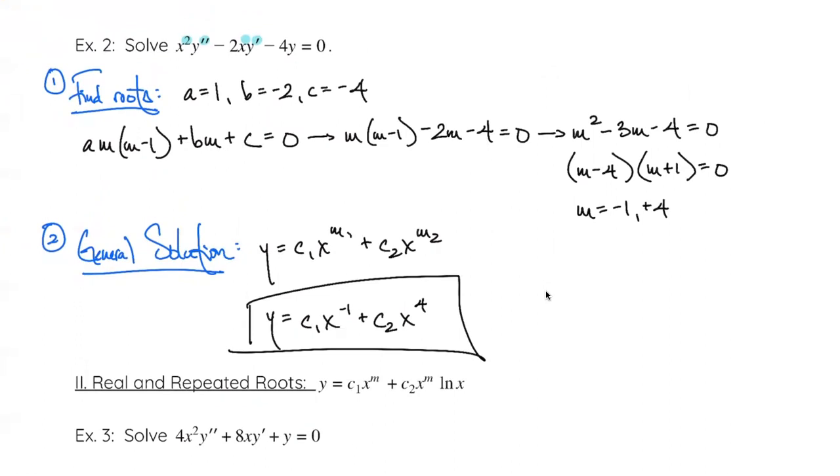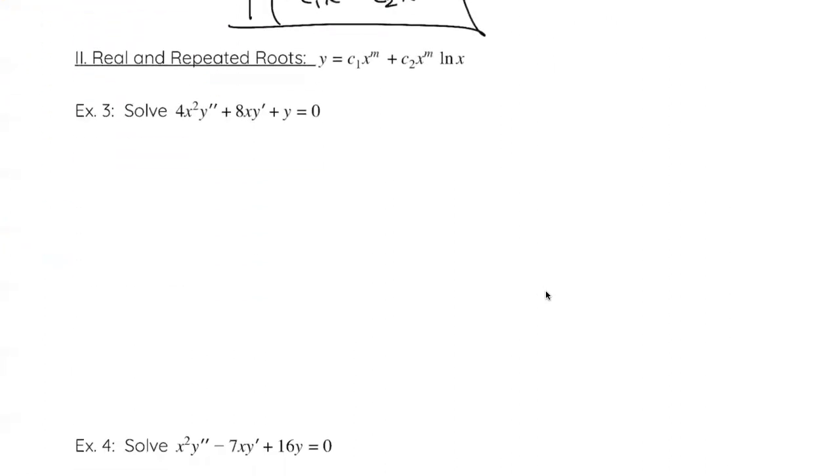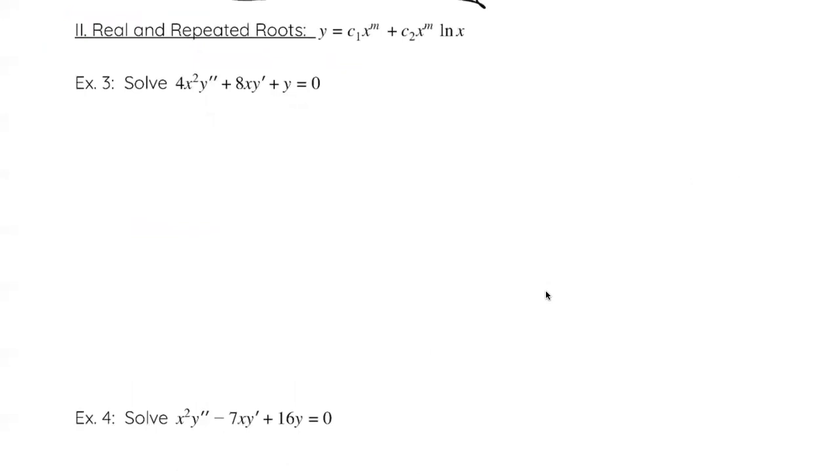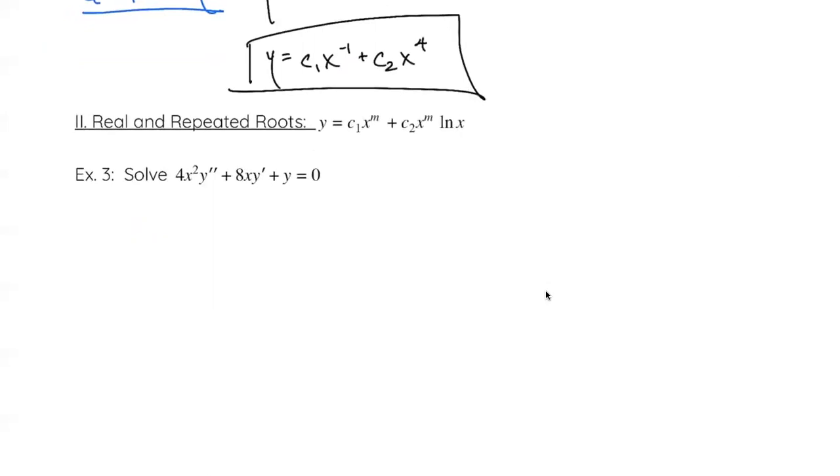All right, so let's move on to the second case. What happens if we have real roots that happen to be repeated? And it turns out that in a similar fashion to the real repeated roots in 4.3, it looks very similar, except there's something extra there. And in this case, the something extra is the natural log of x, okay?